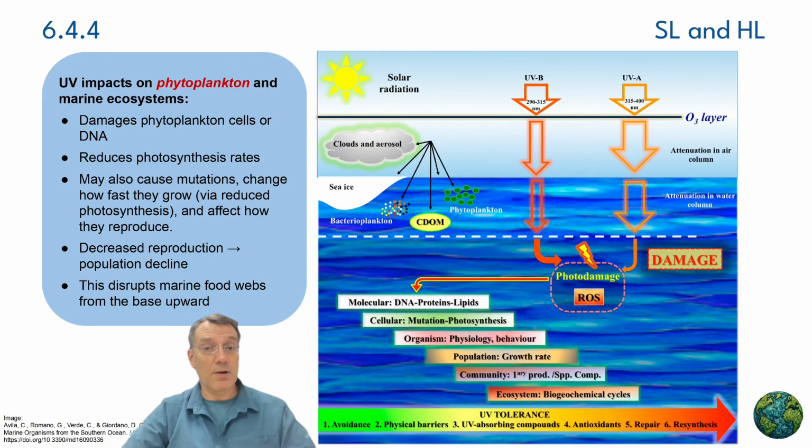So if phytoplankton populations decline due to decreased reproduction, that disrupts marine food webs from the very bottom upwards. Everything from small fish to whales depends on healthy phytoplankton populations. So damage from UV can ripple through the entire ocean ecosystem.